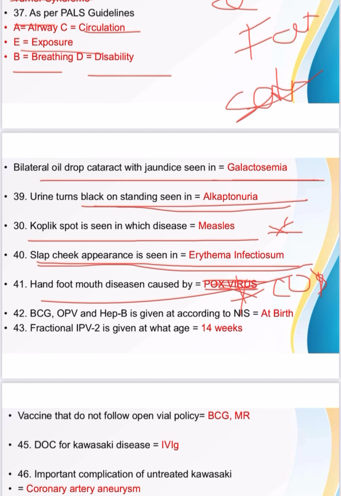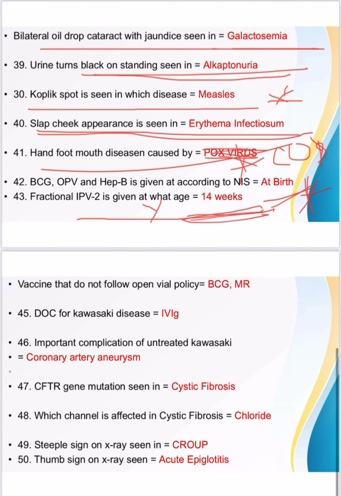Then BCG, OPV and hepatitis B are given at birth according to NIS. We have covered a video on immunization, so go and watch there. We have covered all the vaccines. Then fractional IPV 2 is given at the age of 14 weeks. 10 weeks is not present. Go watch the vaccination video. Here is a correction: not a pox virus, it is Coxsackie virus.